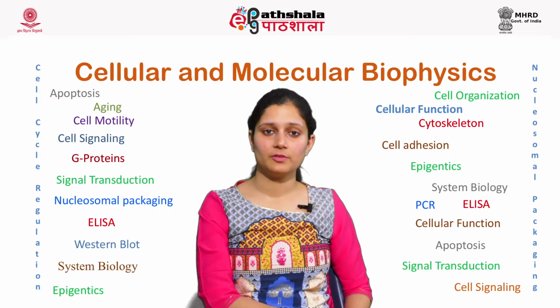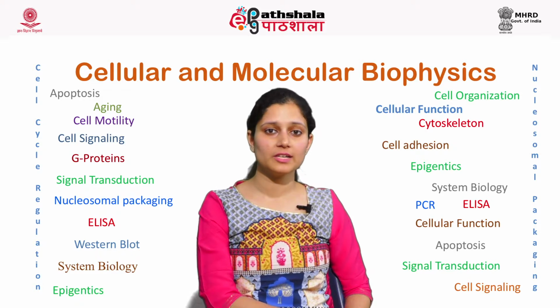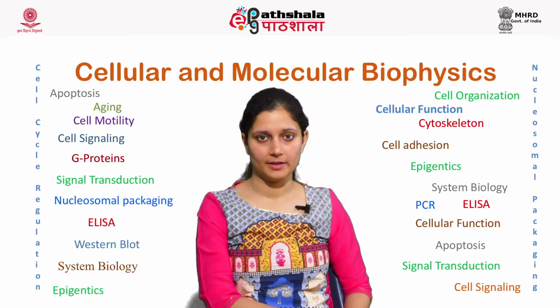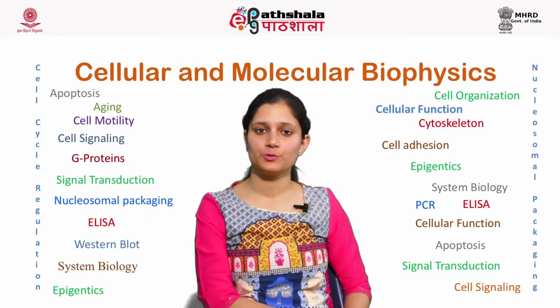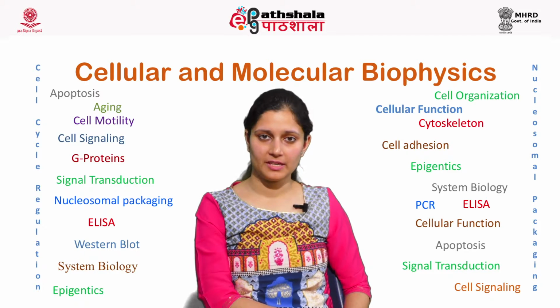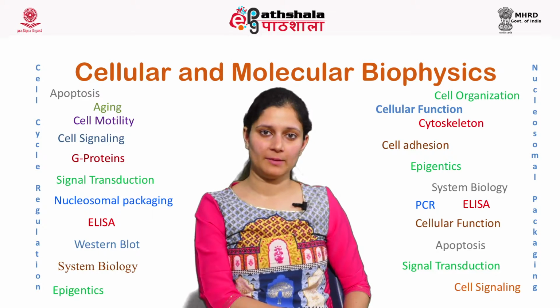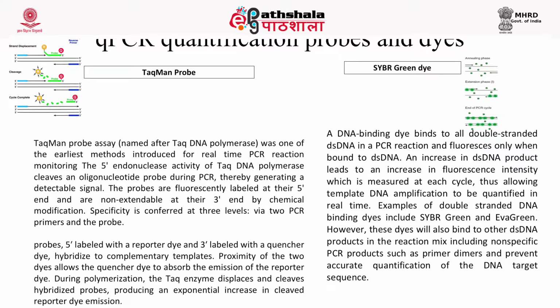There are a number of quantification probes which can be used in real-time PCR or qPCR. The first one is the TaqMan probe. The name TaqMan comes from Taq, that is Taq polymerase, and Man comes from a video game, that is Pac-Man. The TaqMan probe assay is one of the earliest methods introduced for real-time PCR reaction. The 5' endonuclease activity of Taq DNA polymerase cleaves an oligonucleotide probe during PCR, thereby generating a detectable signal.